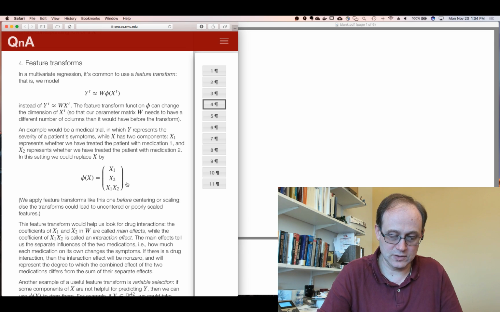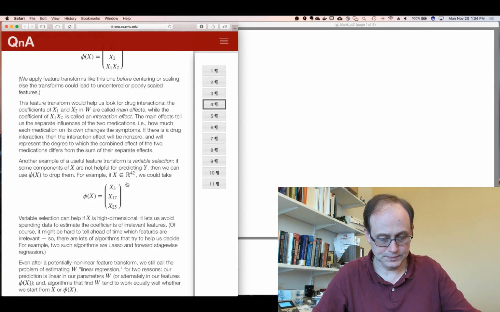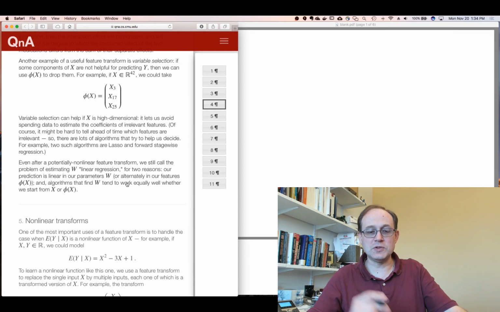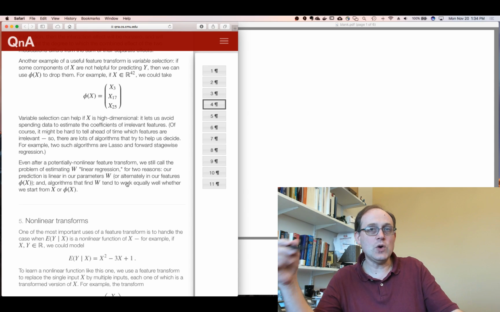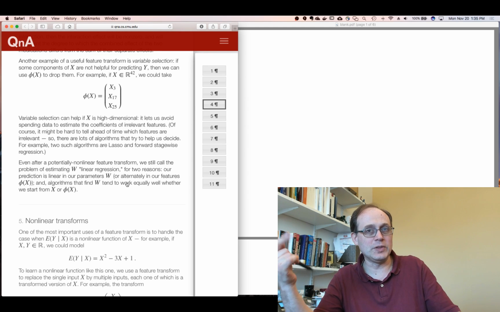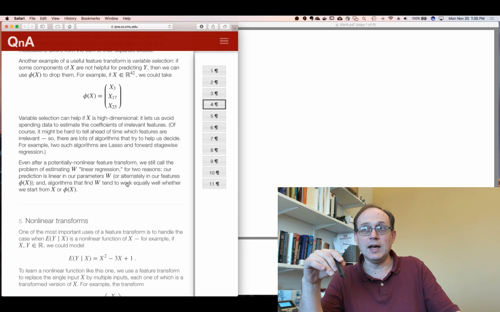All right. As well, another useful feature transform is variable selection. If we know ahead of time some components of x are going to be helpful and some aren't, then we can just drop the unhelpful ones. And if we don't know ahead of time which ones are going to be helpful, there are a whole bunch of algorithms for trying to figure out which ones are helpful and design that feature transform that drops all of the unhelpful ones. Hopefully today we're going to get a chance to look at one of them, called forward stage-wise regression.